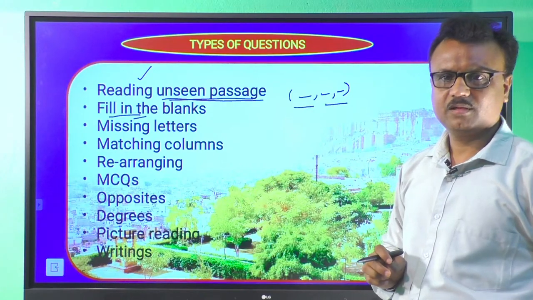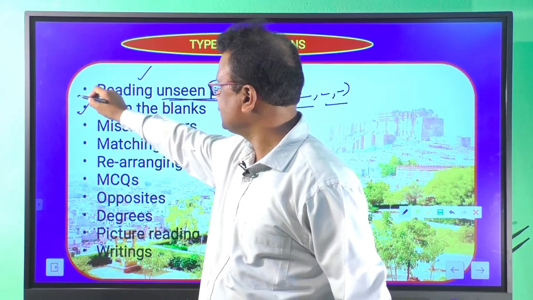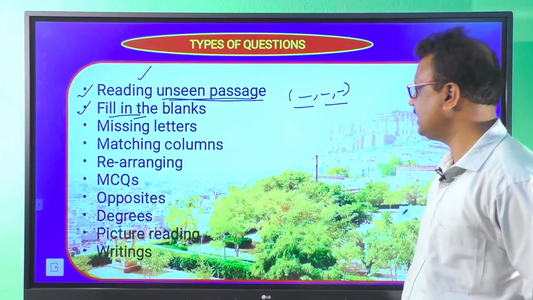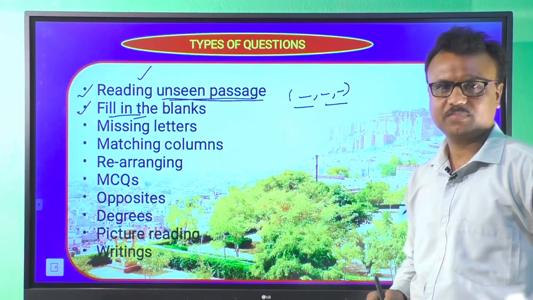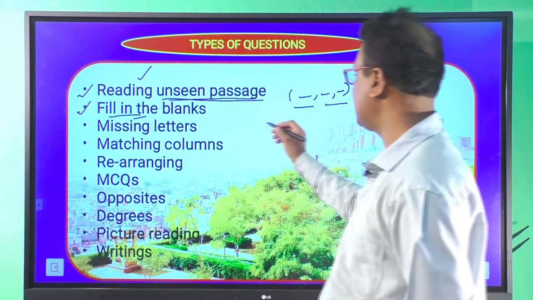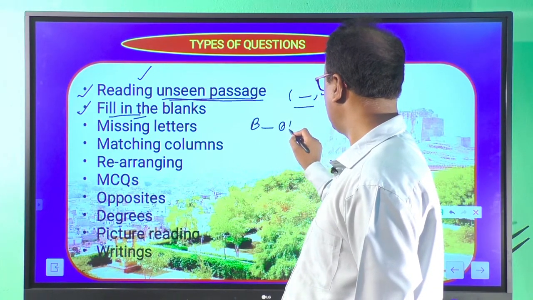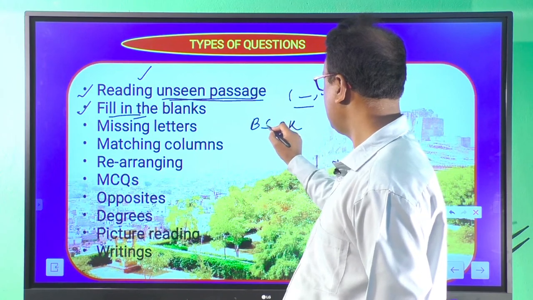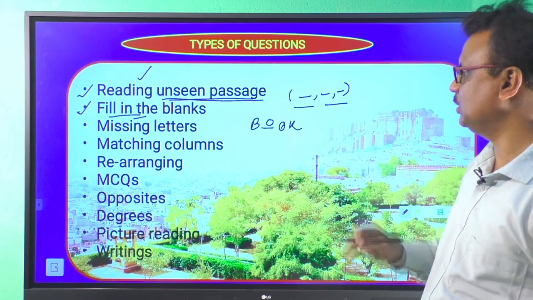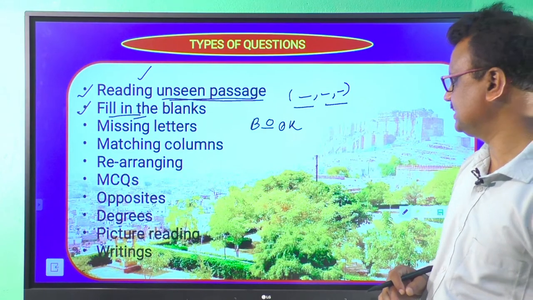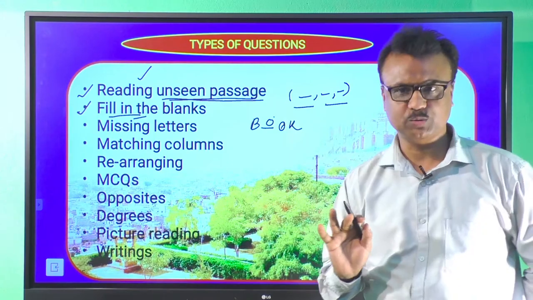In both ways we can get fill in the blanks pattern questions. Then missing letters. Missing letters means some letters are missing to test your vocabulary. For example, B dash O K. So you have to fill the missing one, that is O. In this way you can do missing letters. That can be both vowel or consonant.